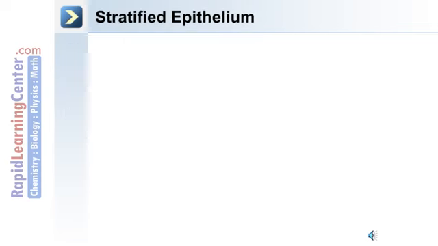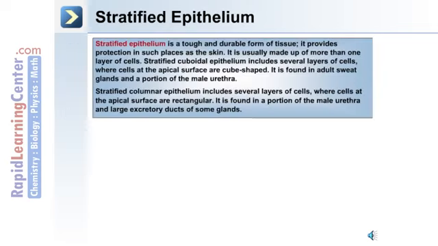Epithelial cells in more than one layer are known as stratified epithelium. This is a tough, durable form of tissue. It provides protection in such places as the skin. Stratified cuboidal epithelium includes several layers of cells where cells at the apical surface are cube-shaped. It is found in adult sweat glands and a portion of the male urethra.